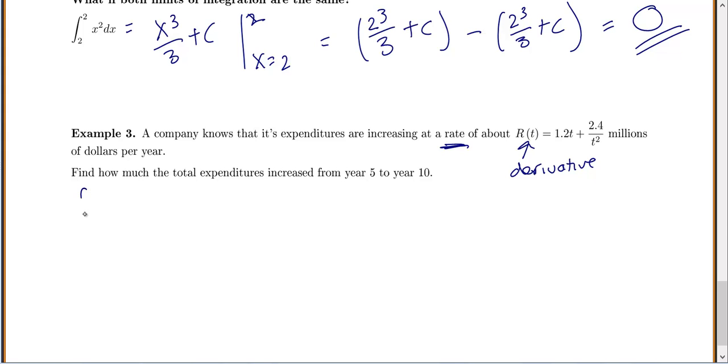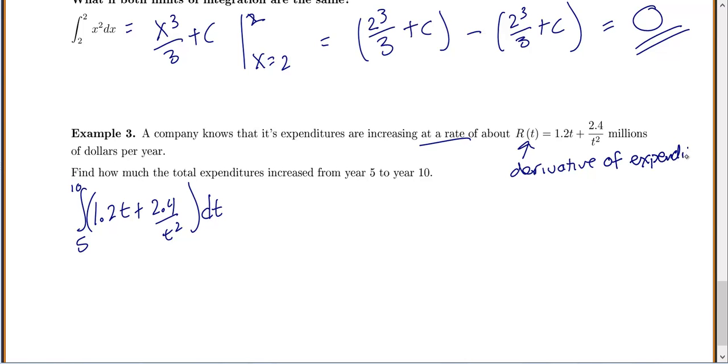So, to do that, we take the integral of the derivative, which in our case is 1.2t plus 2.4 over t squared, dt, don't forget your dt, and we want to integrate from 5 to 10. So once again, it told us that the expenditures are increasing at a rate, so that tells us that this is the rate, or the derivative of the expenditures. If you know the derivative and we want to see how much the total expenditures increase from 5 to 10, we can just take the integral and evaluate it from 5 to 10.